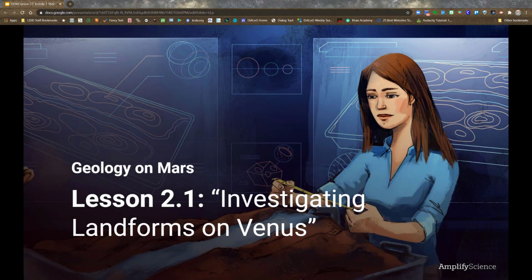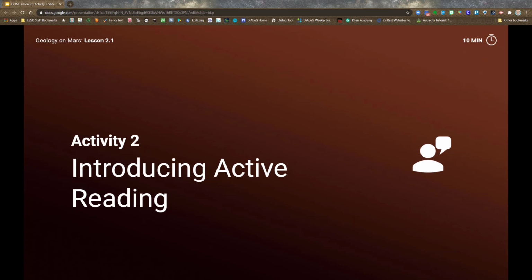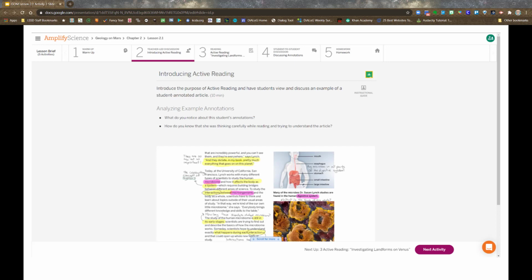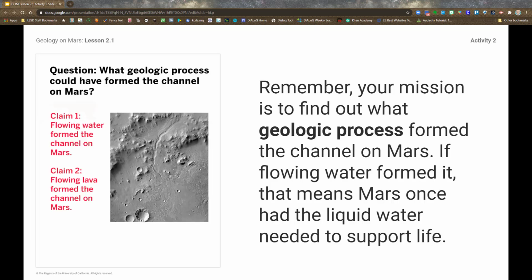Geology on Mars, Lesson 2.1, Investigating Landforms on Venus. Activity 2, Introducing Active Reading. Here's what your student screen looks like for this part of the lesson.